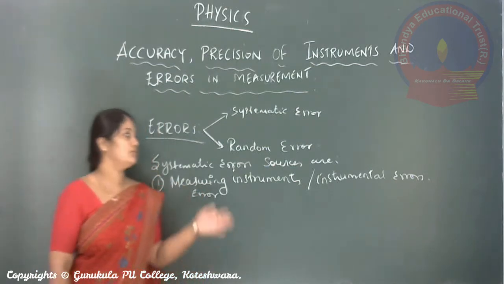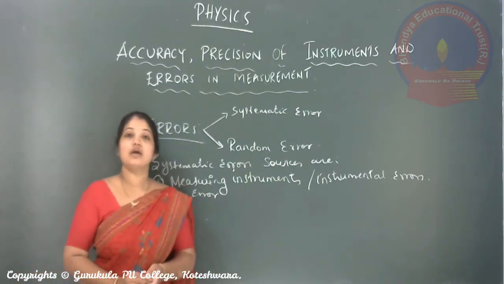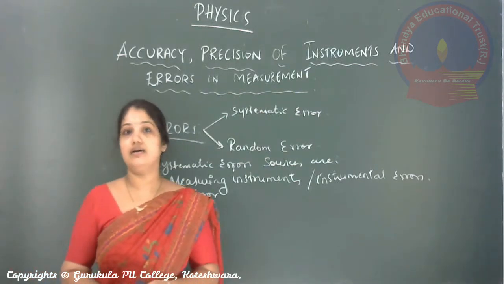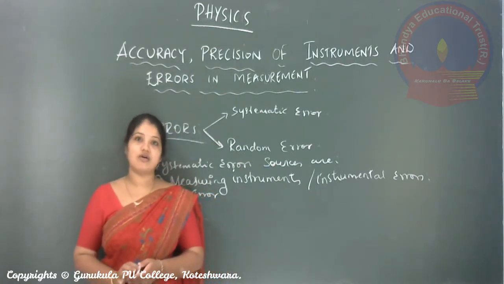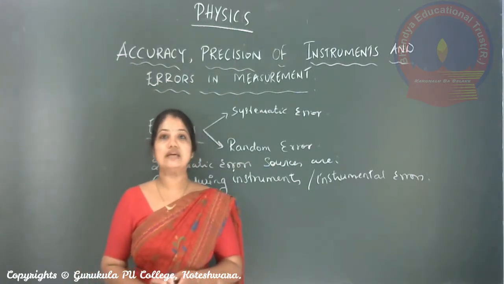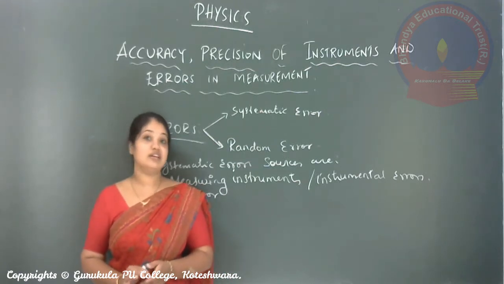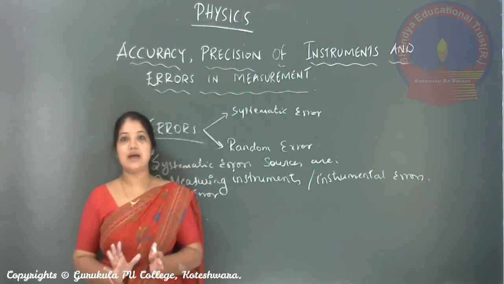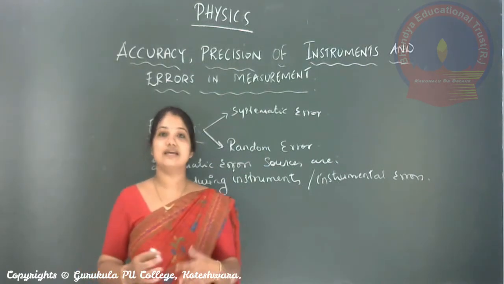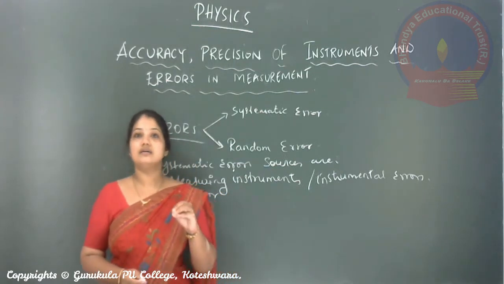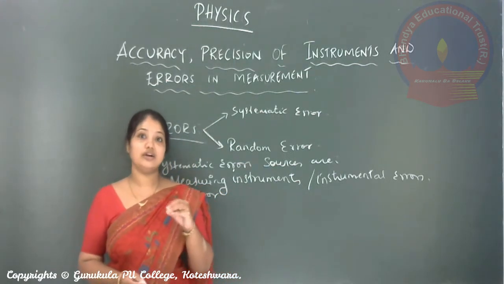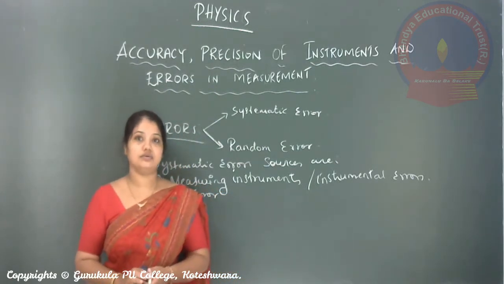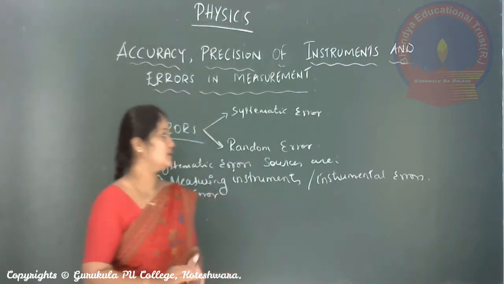Now let us see what we mean by instrumental errors. These instrumental errors basically occur due to improper designing of the instrument. Suppose the instrument itself is faulty. Faulty in the sense that it is not useless, I don't mean to say that. I mean that at particular readings, where you have calibration, the readings will give you wrong values. So how can we have instrumental errors?